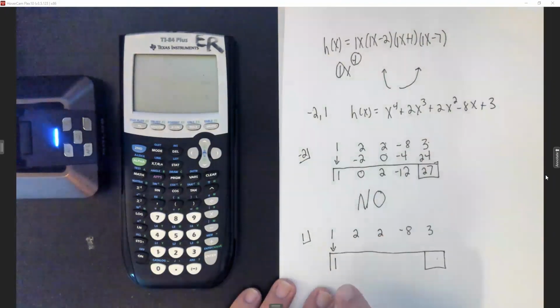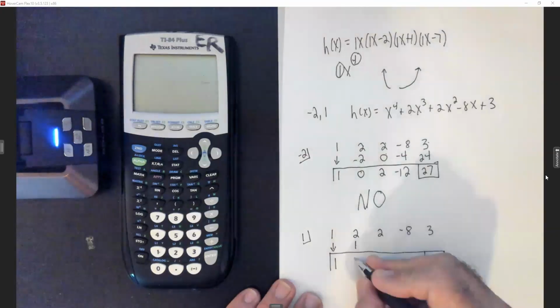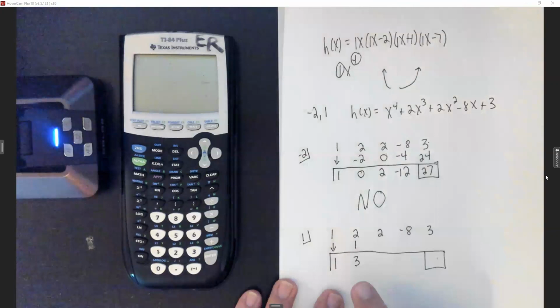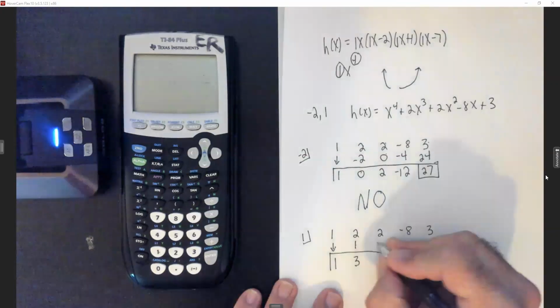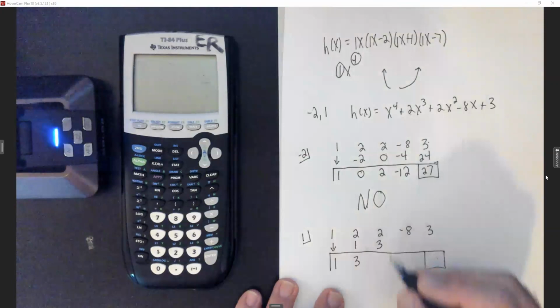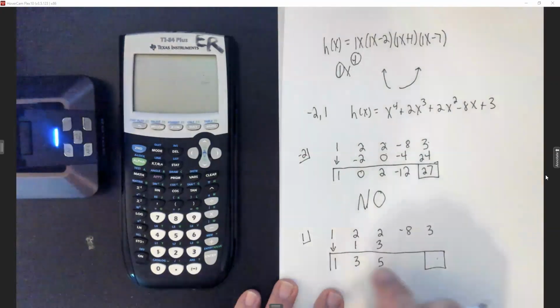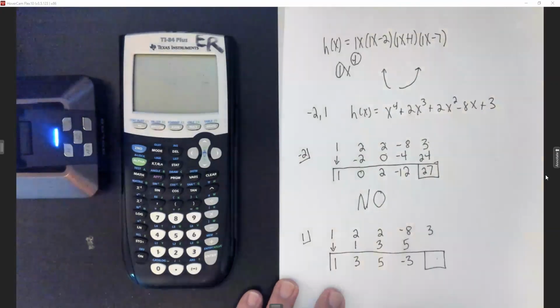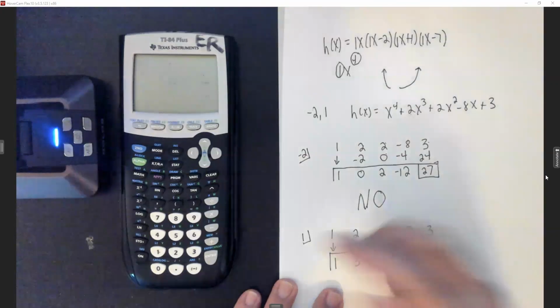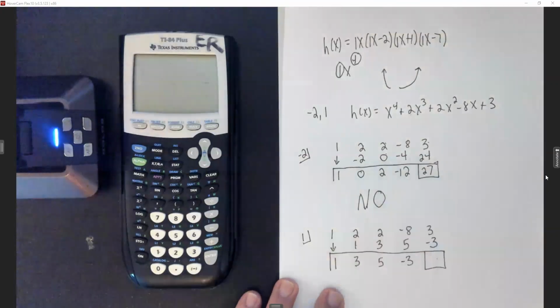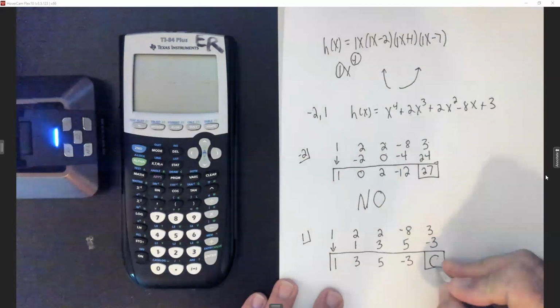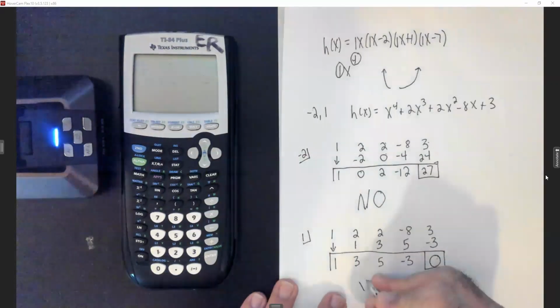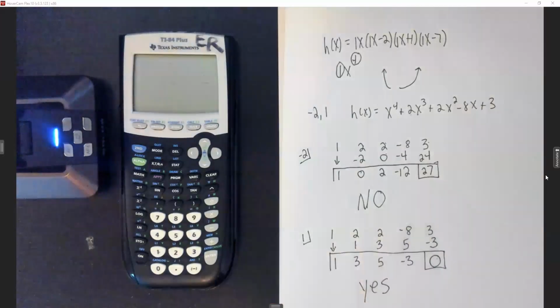1 times 1 is 1. 2 plus 1 is 3. Then we do it again. 3 times 1 is 3. 2 plus 3 is 5. Then we do it again. 5 times 1 is 5. Negative 8 plus 5 is negative 3. Then we do it again. Negative 3 times 1 is negative 3. Oh, and y'all look at that. 3 and negative 3 give me a remainder of 0. So for 1, it would be a yes. So we would go in and put no, yes for that answer.